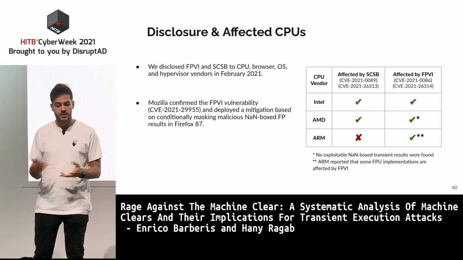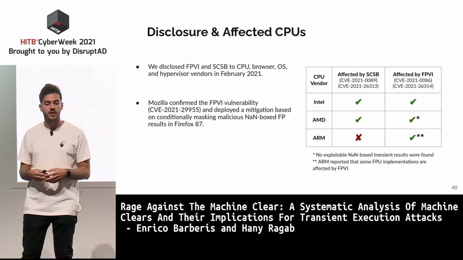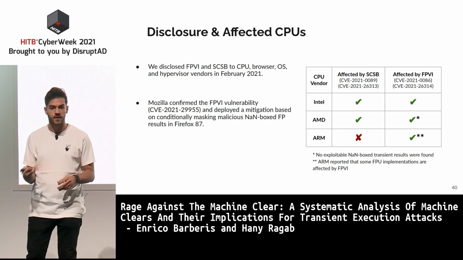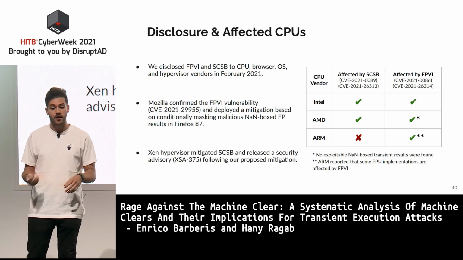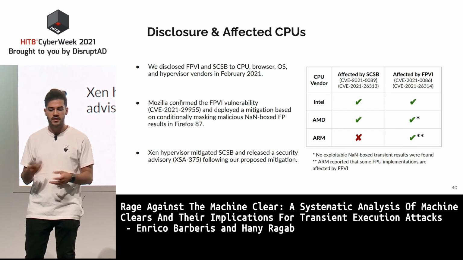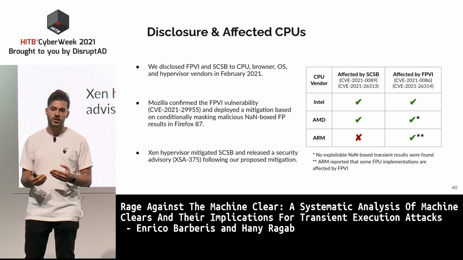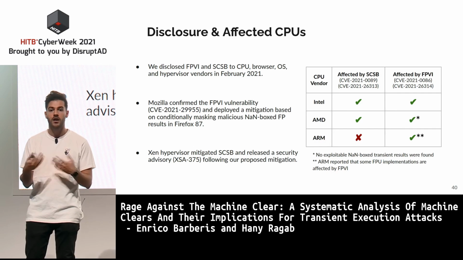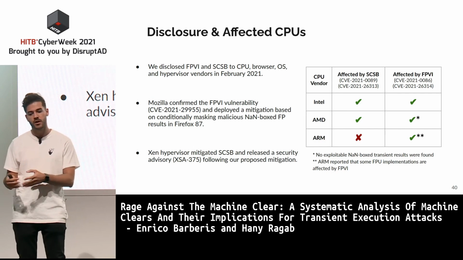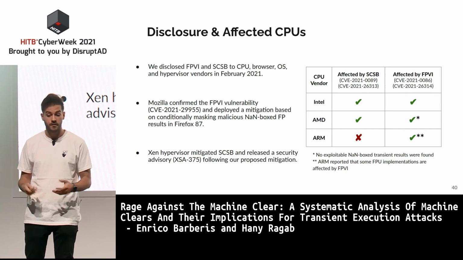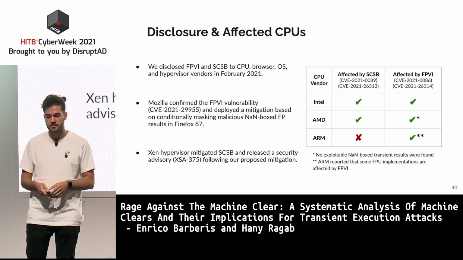Mozilla confirmed the vulnerability and deployed a mitigation based on conditionally masking malicious NaN-boxed floating point results, starting from Firefox 87 and on. And also the Xen hypervisor mitigated speculative code store bypass and released a security advisory following our proposed mitigation, which is basically issuing a serializing instruction after we store the new code in the case of SMC. So we make sure that code and data are coherent. And then when we try to call the new code, we are actually also executing it on the microarchitectural level, and therefore avoiding a self-referring code machine clear.